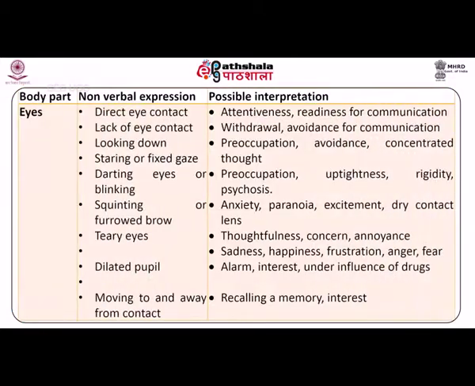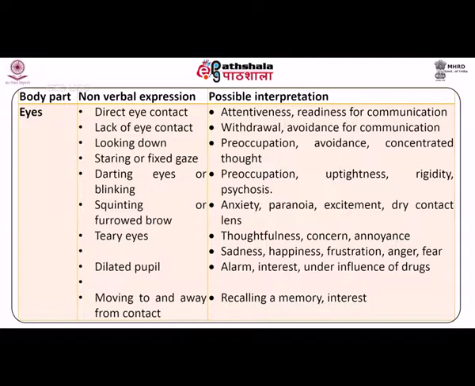The table first discusses the body part, the second column discusses the nonverbal expression, and the third column mentions the possible interpretations. Coming to the first body part, the eye. Any expression of the eye which shows direct eye contact can be interpreted as attentiveness, readiness for communication. If the eye contact shows a lack, it could mean withdrawal, avoidance of communication. A looking down behavior may show preoccupation, avoidance, or concentrated thought.